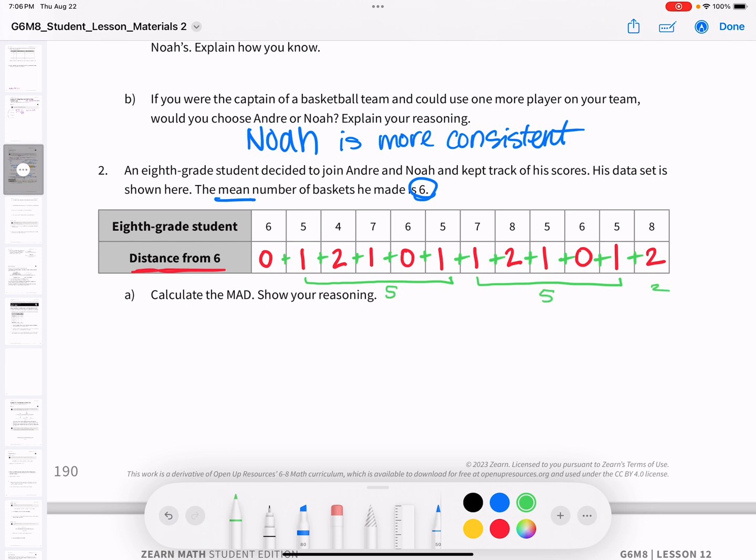So that's 12. And we have 1, 2, 3, 4, 5, 6, 7, 8, 9, 10, 11, 12 data points. So we divide 12 by 12 and that gets us 1. So we have a MAD of 1 for this student.